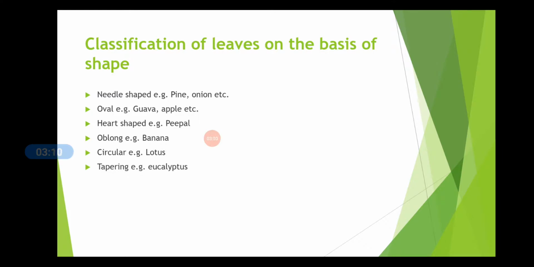Oval-shaped leaves. The guava or the apple trees, the leaves which are present in these trees, they are oval in shape. The peepal tree has a heart-shaped leaf. If you see a banana leaf, it is quite big and we call that shape as an oblong shape. The lotus leaf is circular, whereas the eucalyptus leaf is tapering, that is, it is slender.